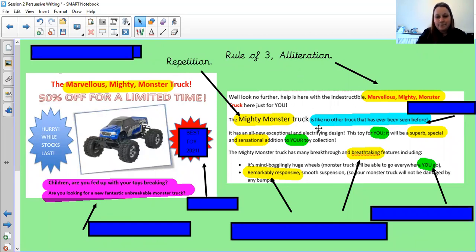What about this one then? It is like no other truck that has ever been seen before. What do we think that might be an example of?